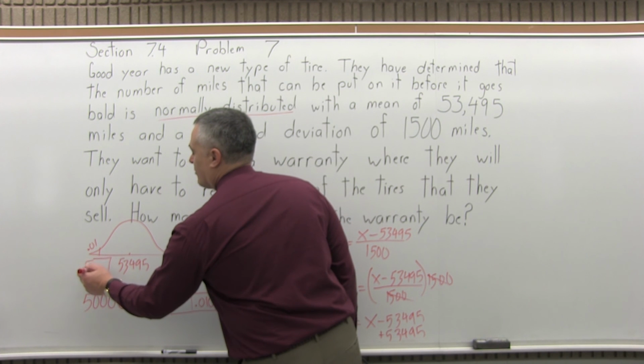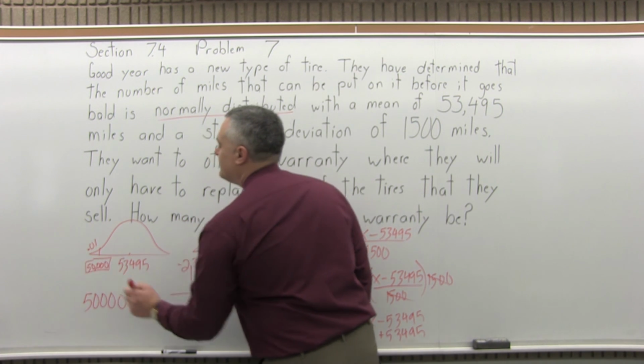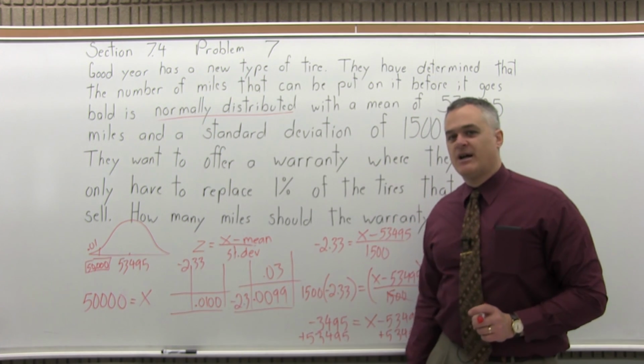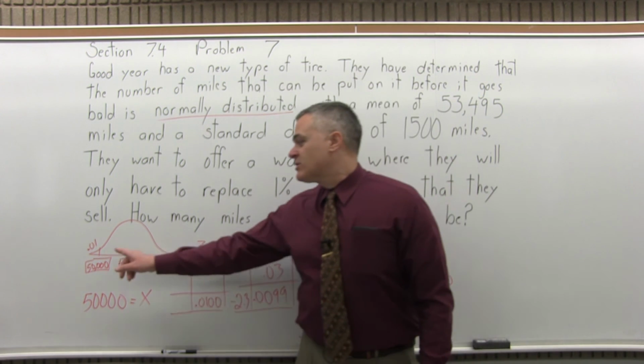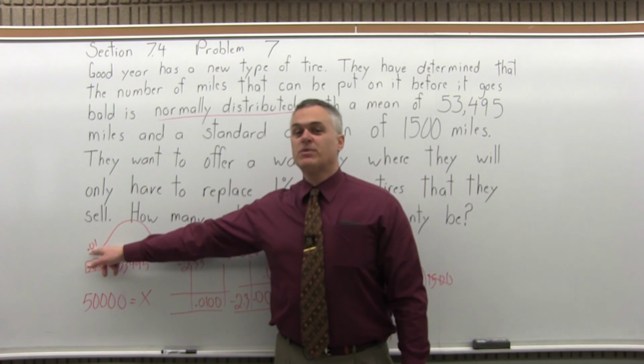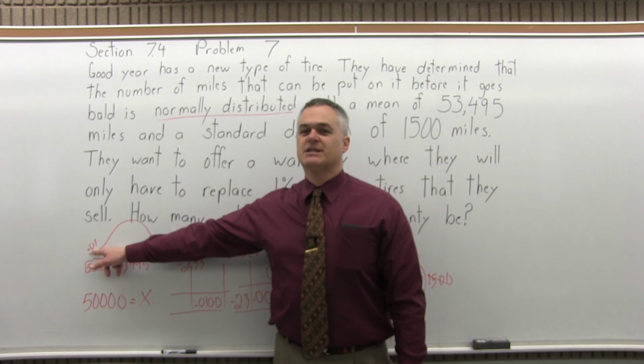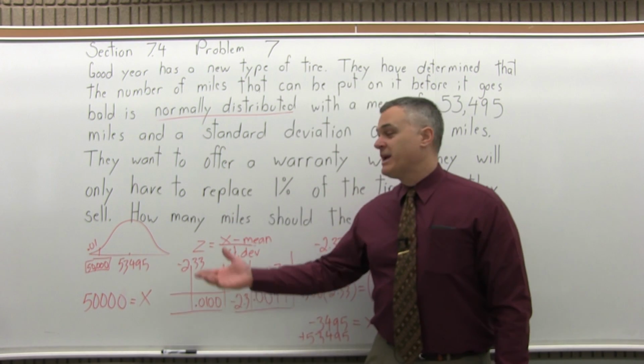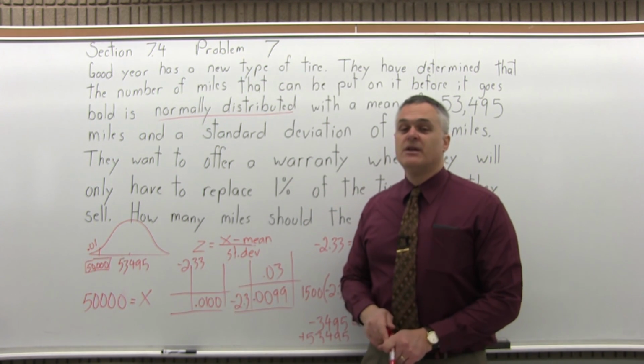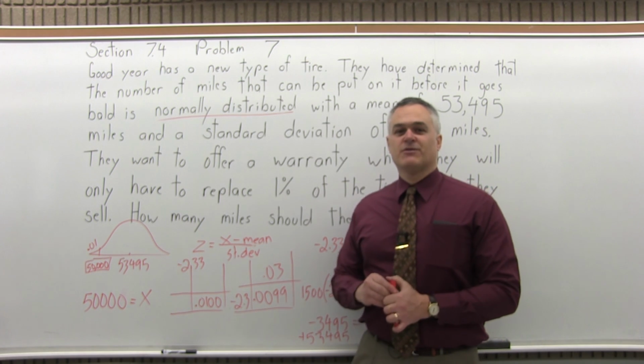If the manufacturer provides a 50,000 mile warranty on that tire, they can expect to replace only 1% of the tires they sell. The other 99% will make it to that 50,000 and beyond, and the company gets to keep their money for selling the tire.